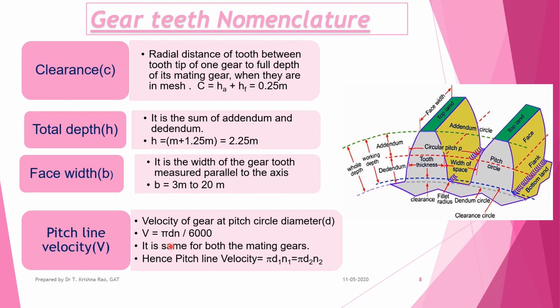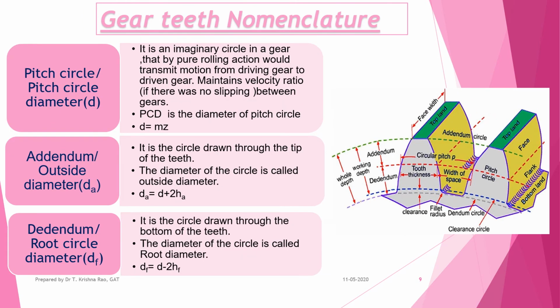Pitch line velocity is also called velocity of gears. The gears are circular members rotating. So for any rotating member, the velocity is given by pi dn by 60,000 or 6,000 or 1,000, depending on the units we are looking for. We put 60,000, pi dn by 60,000. That is the pitch line velocity of the gears.